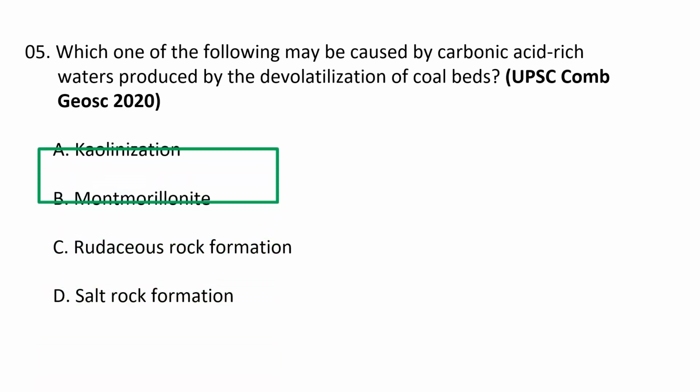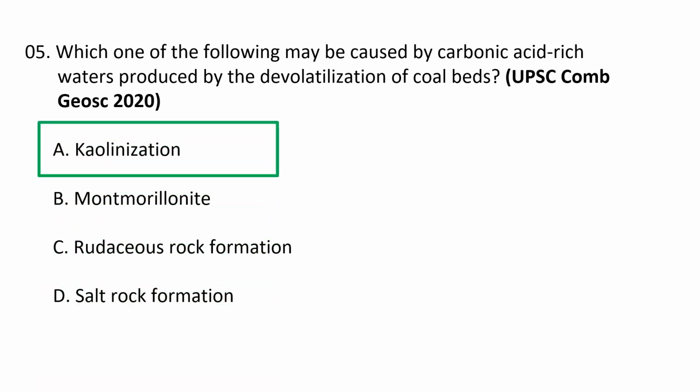So what is kaolinization? Kaolinization refers to alteration of alkali feldspar into the clay mineral kaolinite in the presence of slightly acidic solutions. Rainwater is capable of dissolving carbon dioxide, CO2, from the atmosphere, promoting weathering of granitic or other rocks. So kaolinization is caused by carbonic acid rich waters which are produced by devolatilization of coal beds. A is the correct option.